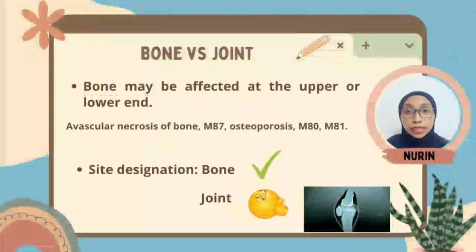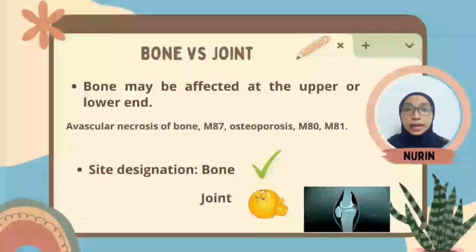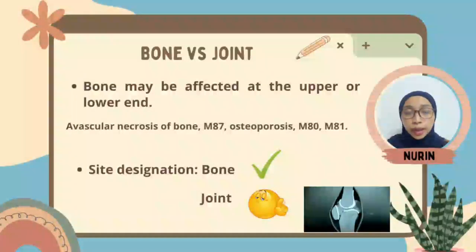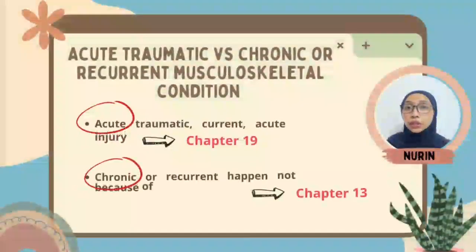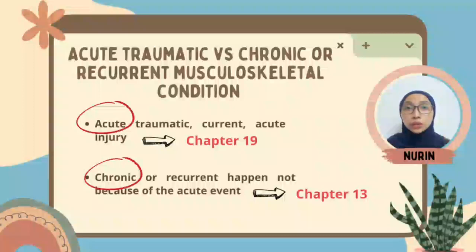Okay, next. For certain conditions, the bone may be affected at the upper or lower end. For example, avascular necrosis of bone, M87, and osteoporosis, M80 and M81. So, the site designation will be the bone, not the joint, even though the affected part of the bone may be at the joint. Conditions from an acute traumatic, current acute injury should be coded from chapter 19, while chronic or recurrent conditions that happen not because of an acute event should be coded in this chapter.